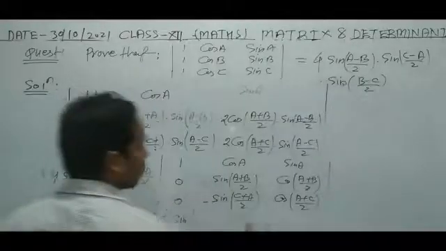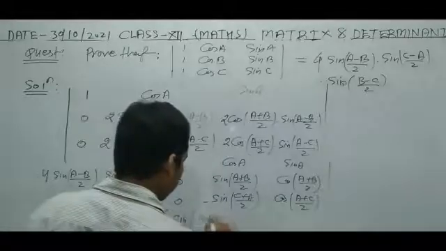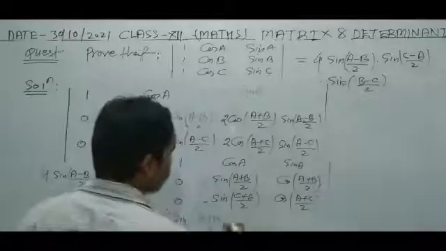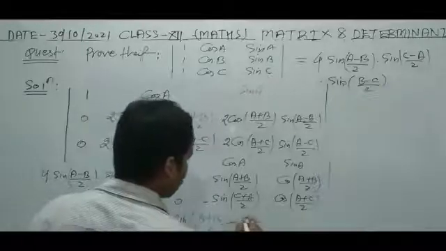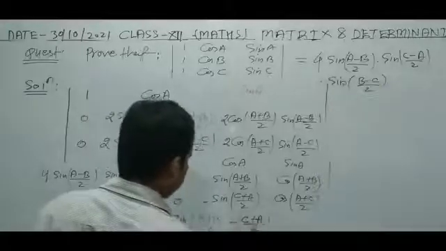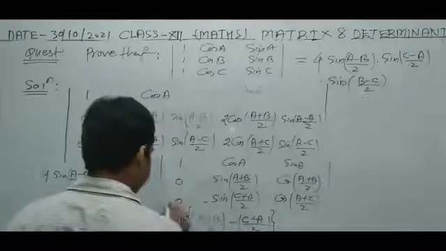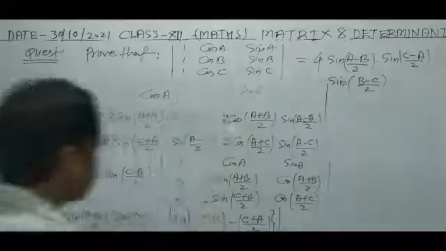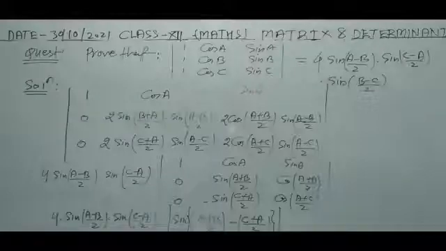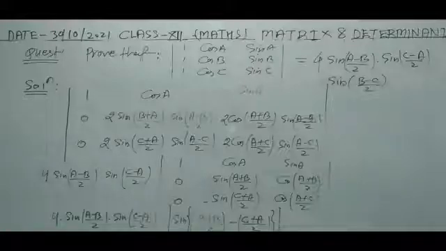sin of this, (a plus b) by 2 minus (c plus a) by 2. So what will be the result? See, minus a will cancel out. So sin of (b minus c) will be here. So sin of (b minus c) by 2.